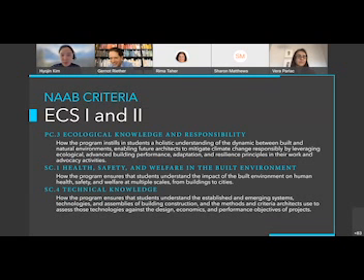So ECS 1 and 2 address the same NAAB criteria, such as PC3, ecological knowledge and responsibility, and SC1, health, safety, and welfare, and SC4, technical knowledge.